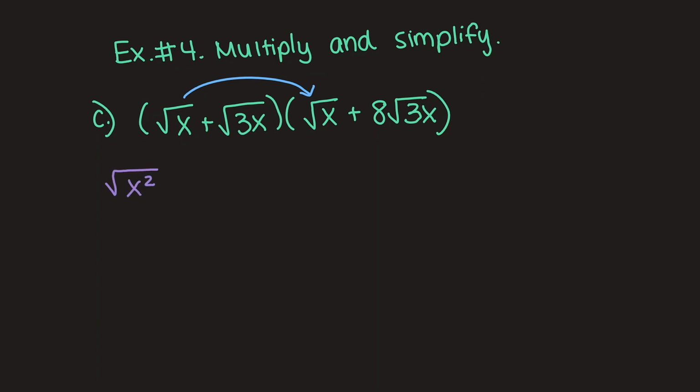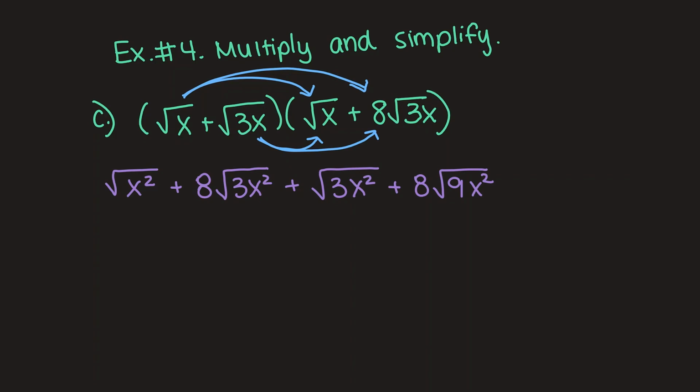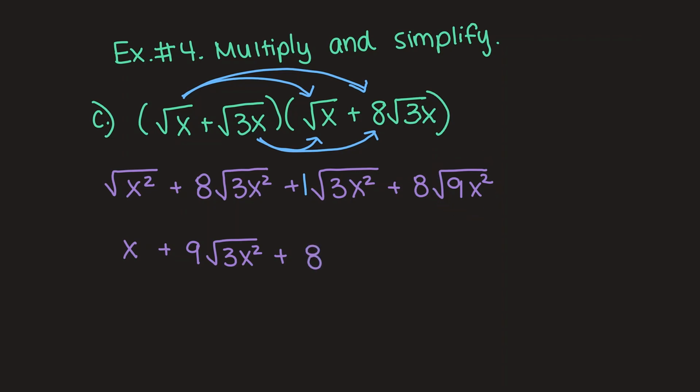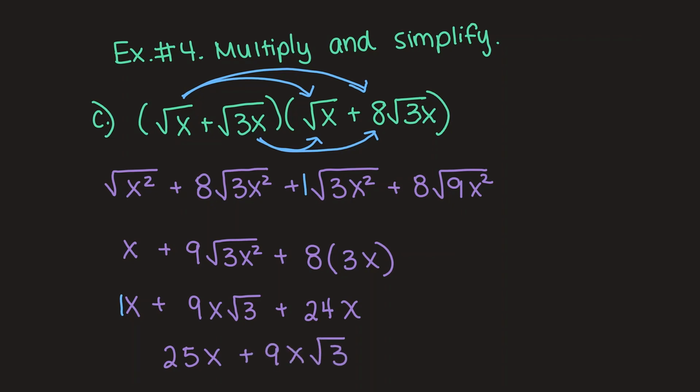And we do the same thing with this example. So let's just take a shortcut and multiply the radicands in the first step. So the square root of x squared simplifies to x, and the like radicals combine to 9 square root of 3x squared. And we can simplify the square root of 9x squared as 3x. We can still simplify the square root of 3x squared since we have a perfect square factor of x squared. Combine the like terms, and this simplifies to 25x plus 9x square root 3.